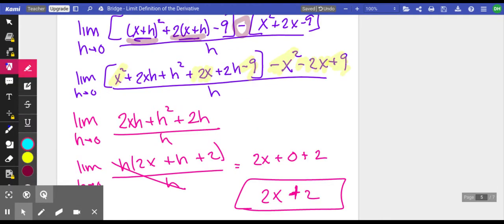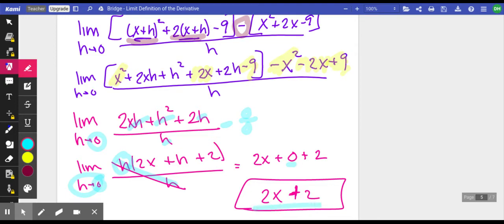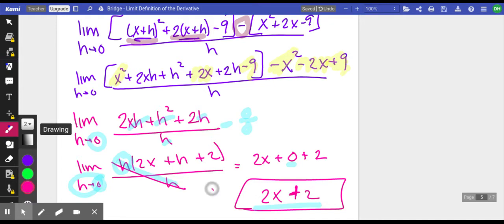So here's my cleaned up version on this line here. If I plug a 0 into all the h's, I end up getting 0 over 0. So that's why I'm pulling out this h as the GCF, canceling those h's, and then I'm substituting a 0 into every h. And I end up with 2x plus 2. So again, I just want to be clear that this is my slope, my dy dx, my f prime, my slope of that function is 2x plus 2.